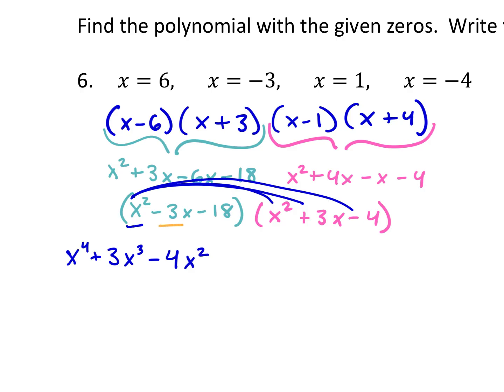Then we're going to do the same thing with the -3x. So -3x times x squared would be -3x to the 3rd power. -3x times 3x would be -9x squared. And -3x times -4 would be positive 12x.